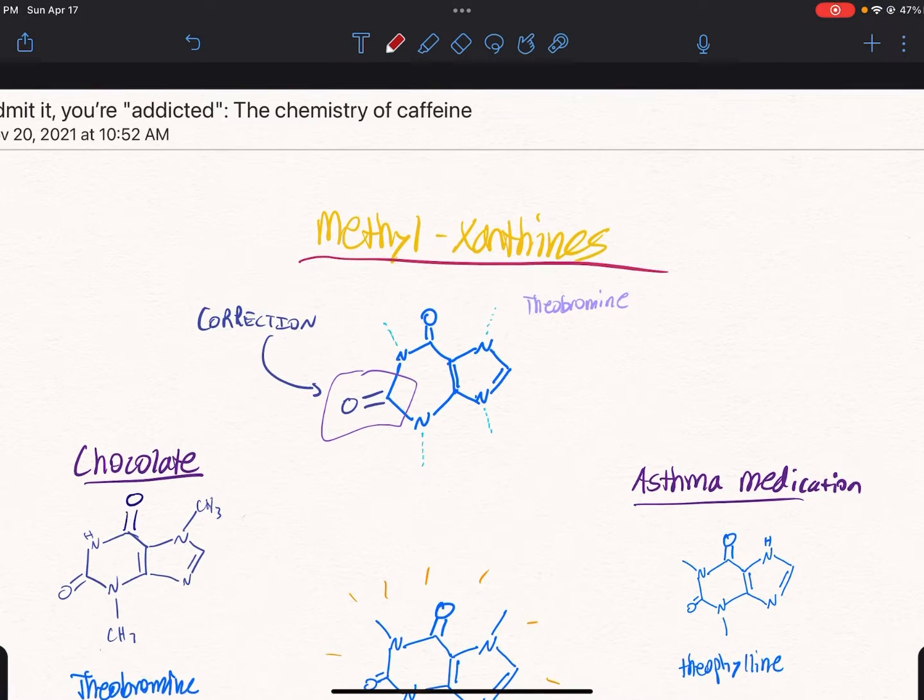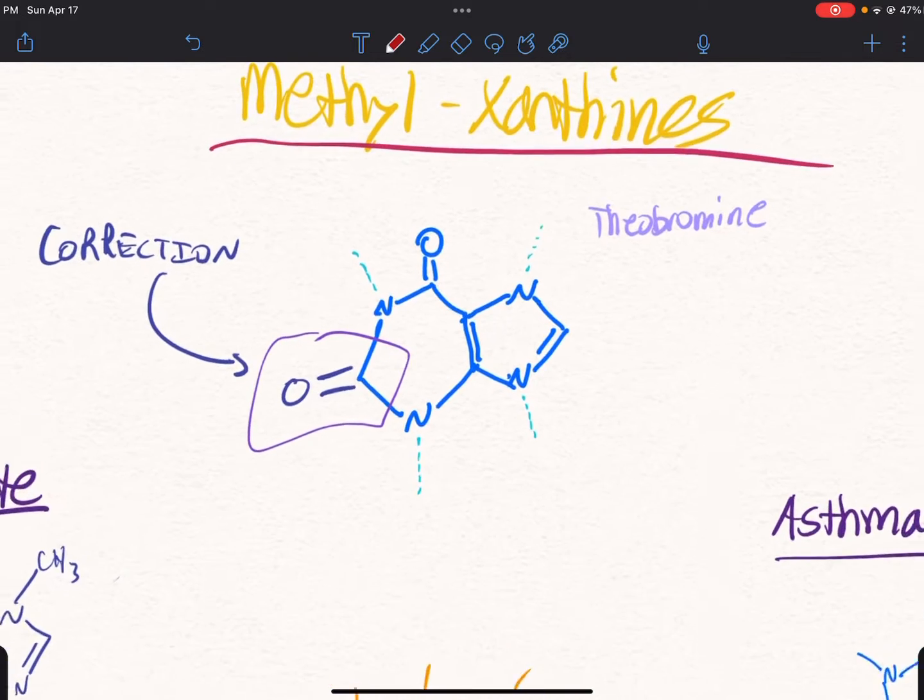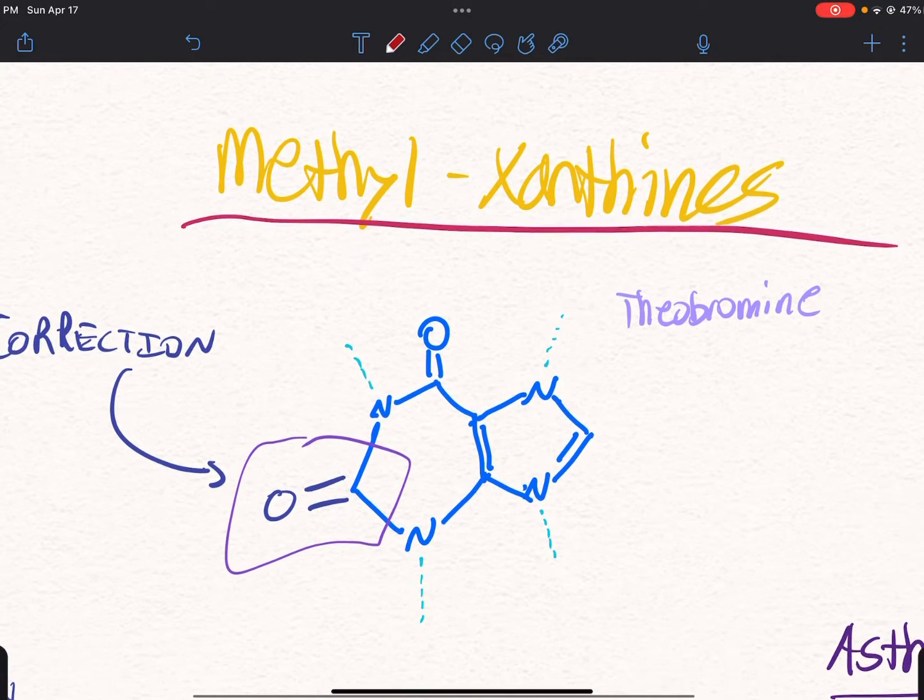This is on caffeine. Really briefly, I want to make a correction. This is the structure of theobromine. I missed writing this carbonyl group, so when you go back and watch the video, this is the real structure. I'm sorry, I made a big mistake, but can't cry over spilled milk. This is what it looks like, so when you watch it, just keep that in mind.